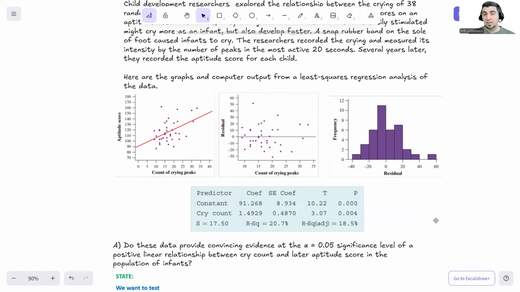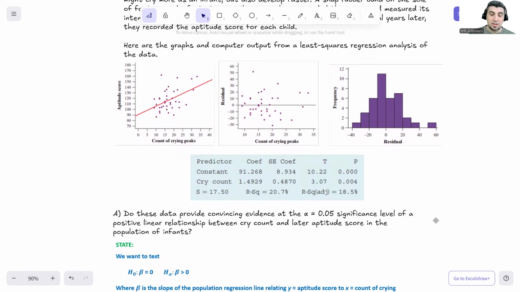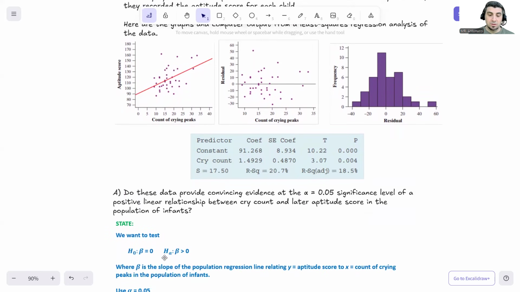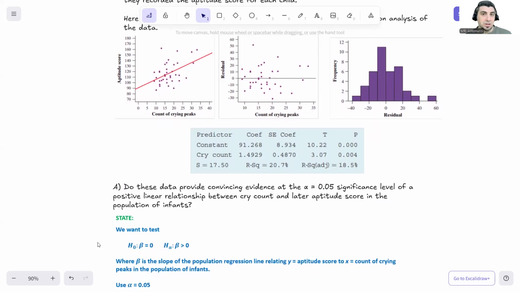So the four-step process: state, plan, do, conclude. We're going to state what we're going to do. We want to test the null, where beta is equal to 0, and the alternative, where beta is greater than 0, where beta is the slope of the population regression line relating y equals aptitude score to x equals count of crying peaks in the population of infants, and use an alpha significance level of 0.05. So we put the null and alternative hypotheses, defined the parameter in context of the problem and what it means, and stated our significance level.